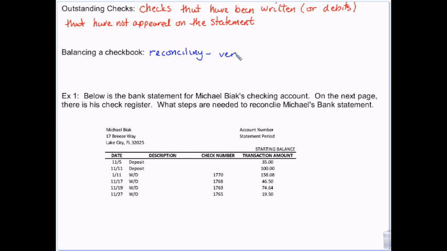And it's verifying that you and the bank agree on how much money you have. Making sure that your transactions and the bank transactions match. So we're going to reconcile this bank statement.